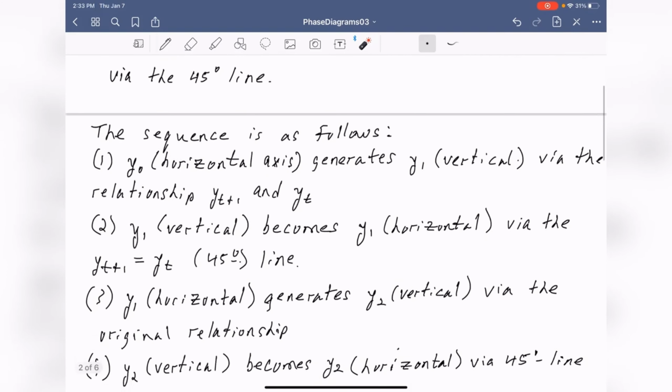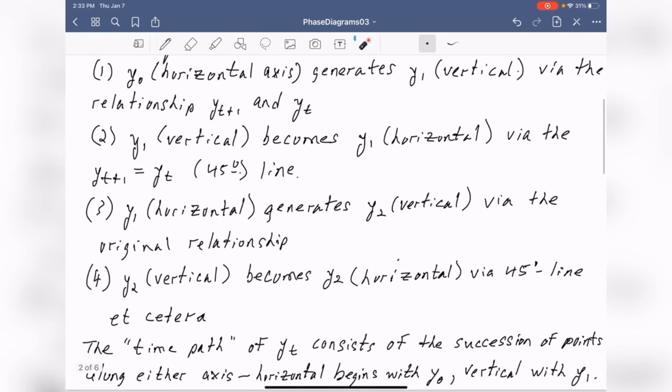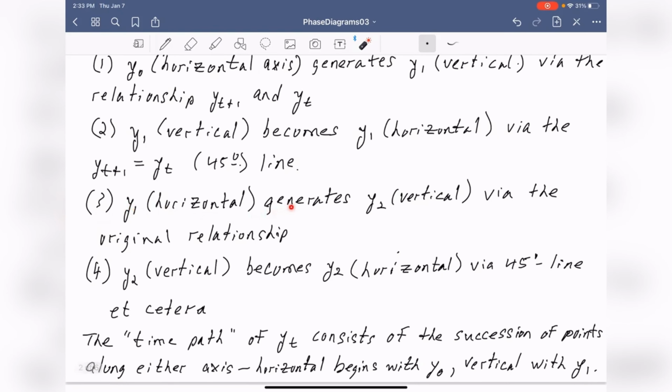We start by picking a point y0 on the horizontal axis, which generates y1 on the vertical axis via the relationship between yt+1 and yt. The y1 on the vertical axis becomes y1 on the horizontal via the line yt+1 equals yt, the 45-degree line, in other words. Then the third step is we take the y1 on the horizontal axis and generate y2 on the vertical axis via the original relationship between yt+1 and yt.